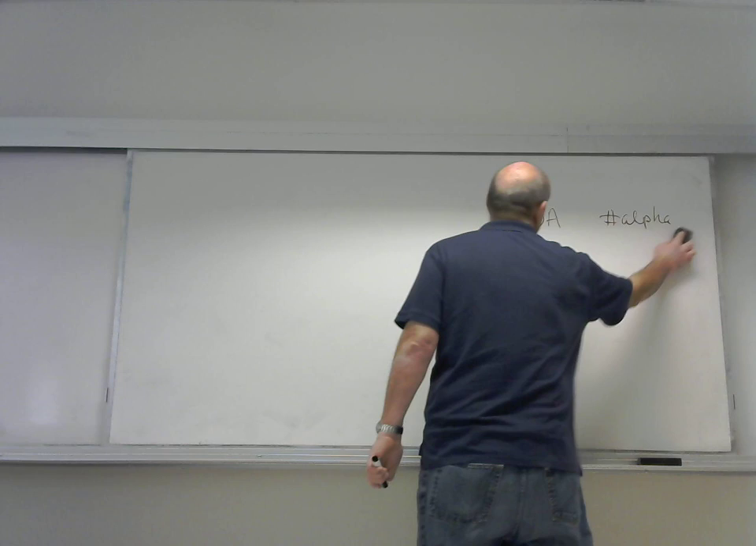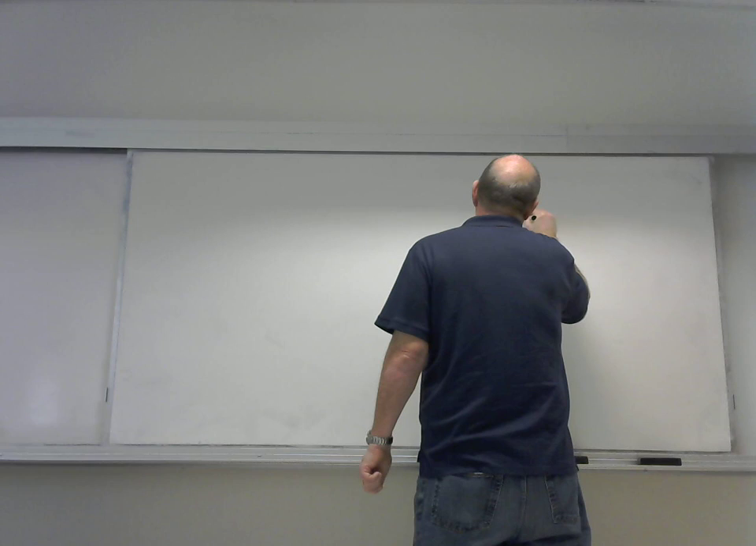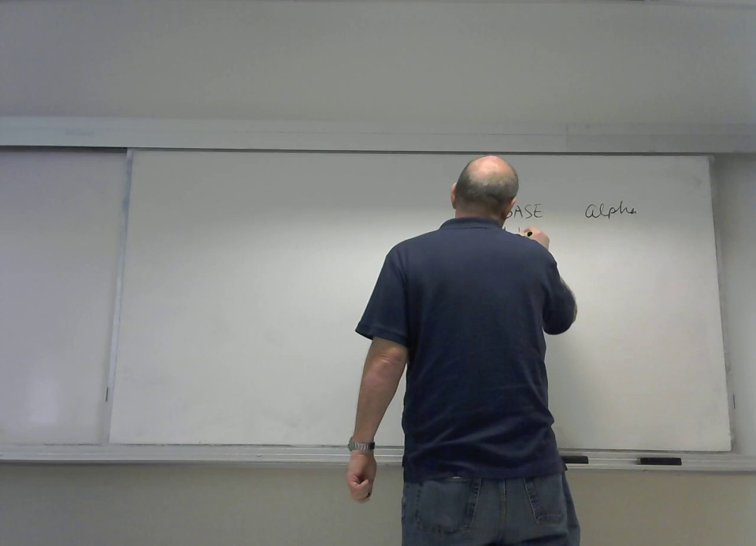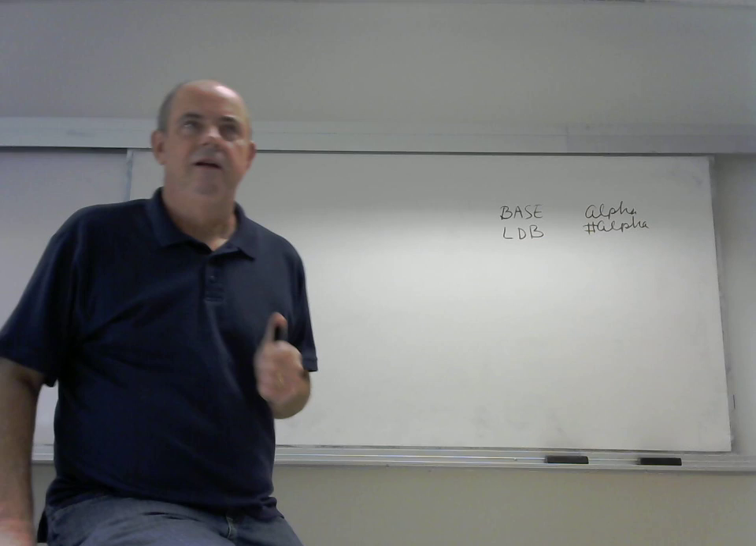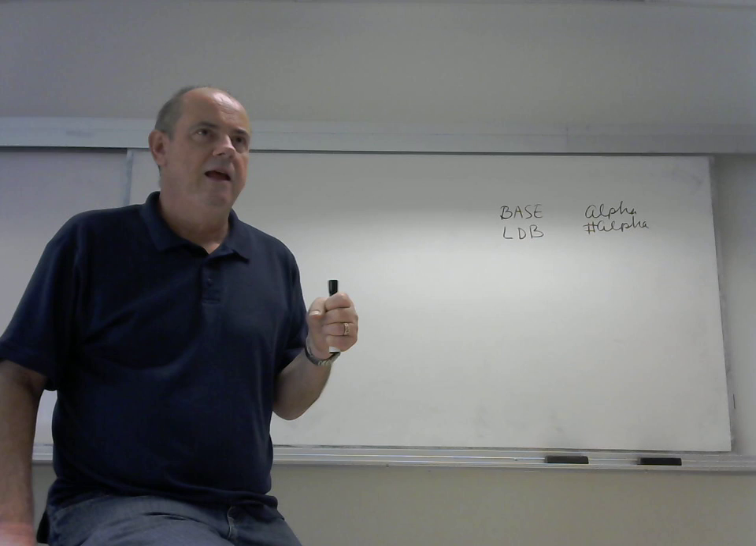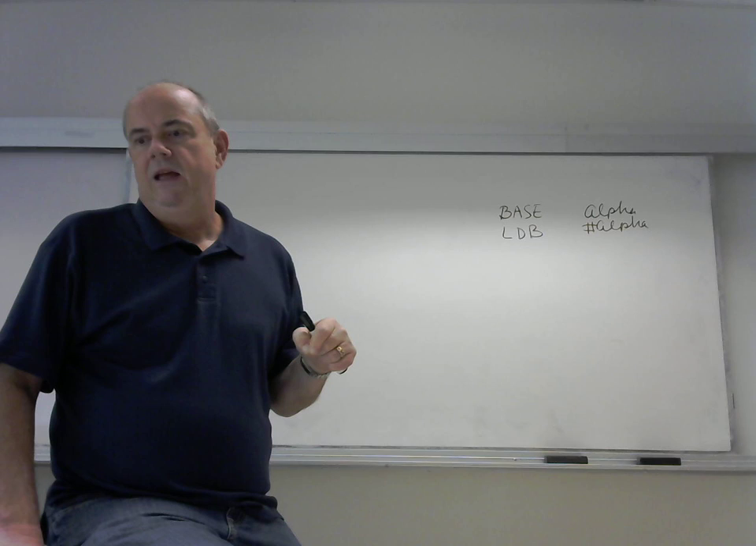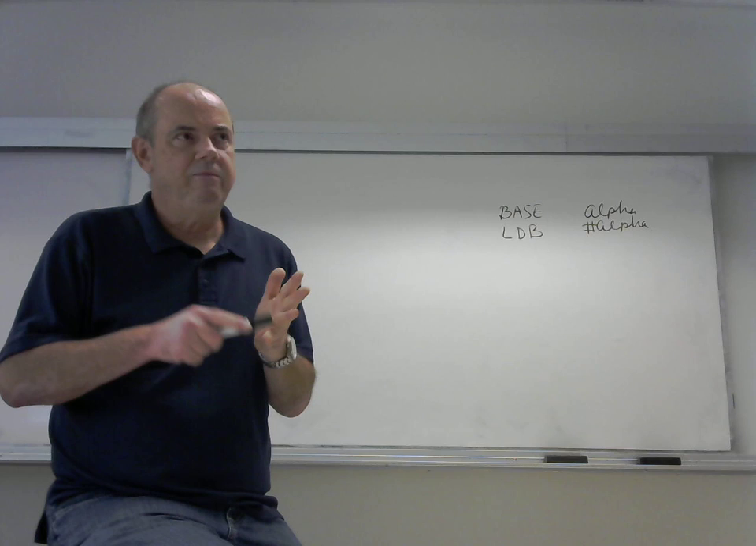But we would see something like base, alpha, and then LDB, pound sign, alpha. Well, why do we have to do this twice? Can't the instructions just read the base register? Well, the base register is not available till runtime. It's not available during assembly time. It's a very different concept, assembly time versus runtime.